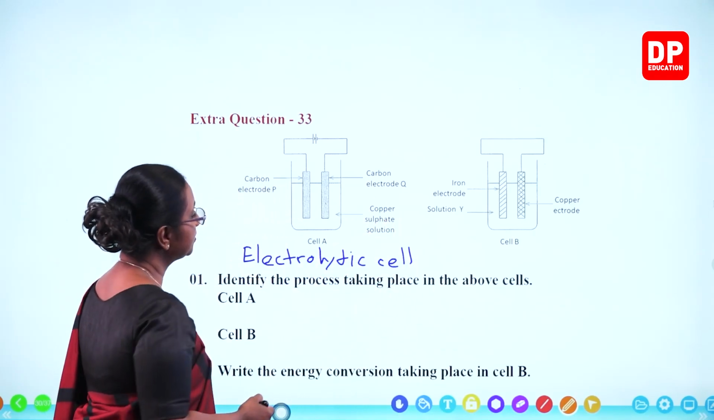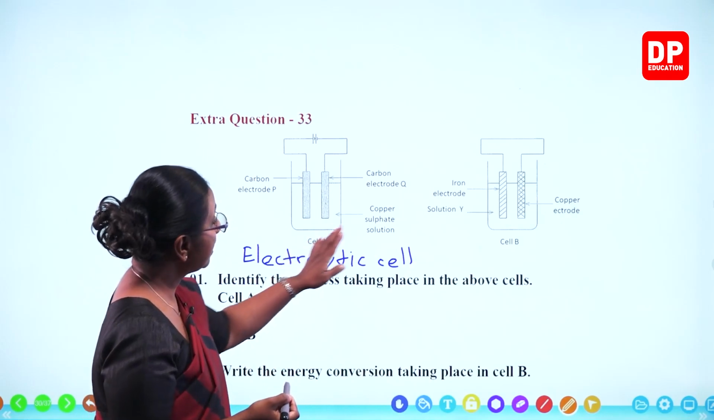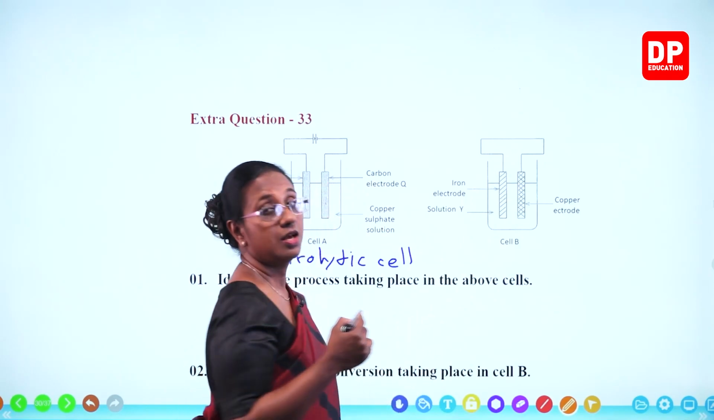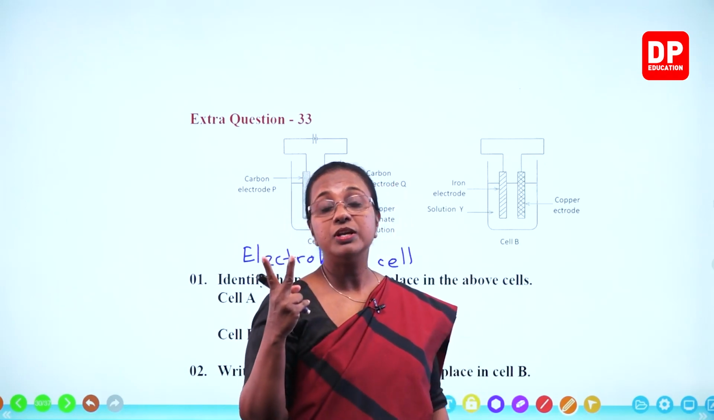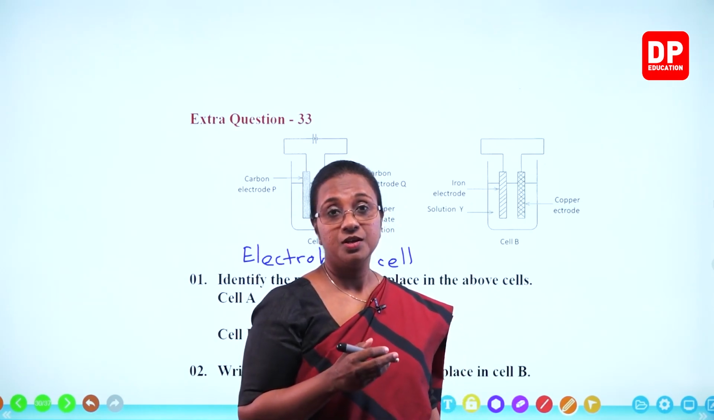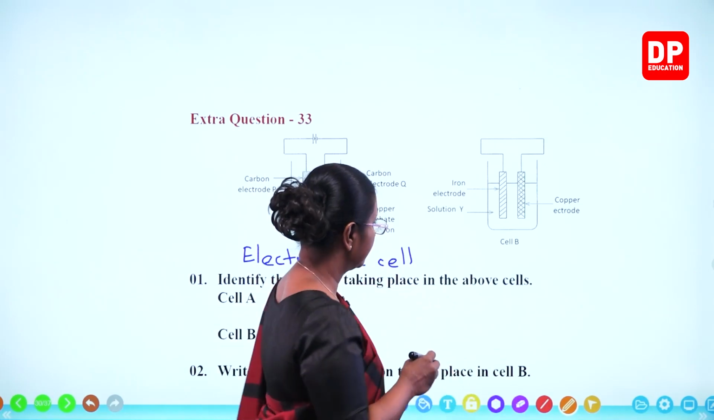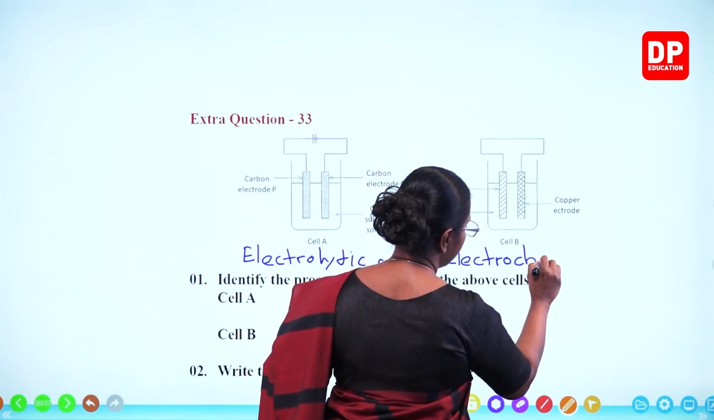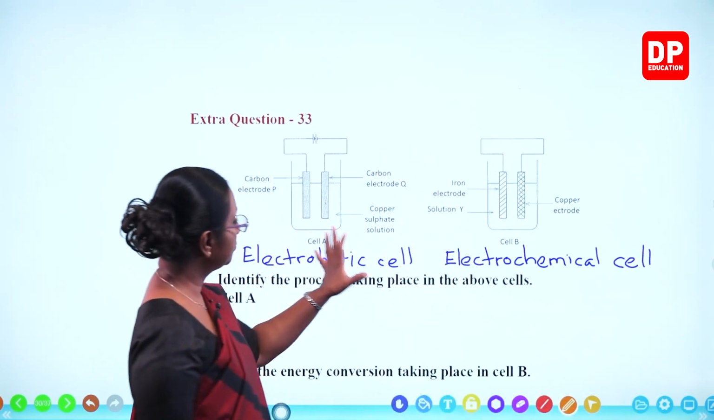And here the solution is copper sulfate. And you can recall copper sulfate is blue in color. Then if you look at cell B, what can you see there? Do you see a power supply here? No. At the same time, you can see an iron electrode and a copper electrode, two different metals. And also you see solution 1. So there you all know this should be an electrochemical cell.